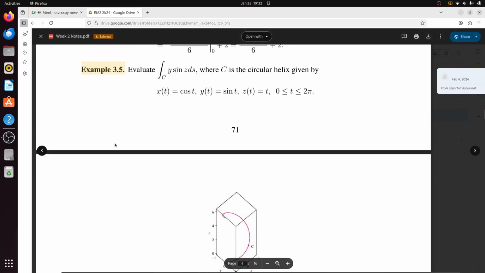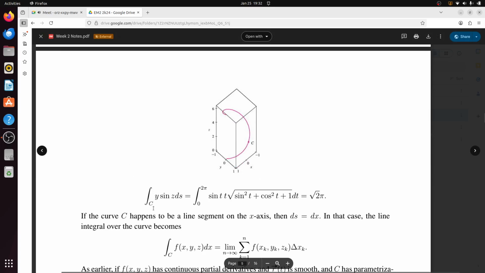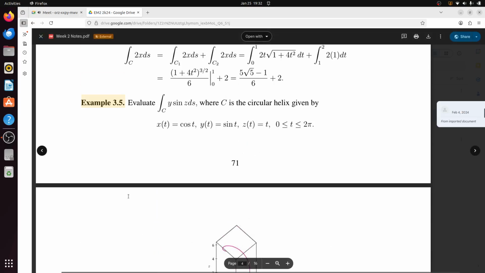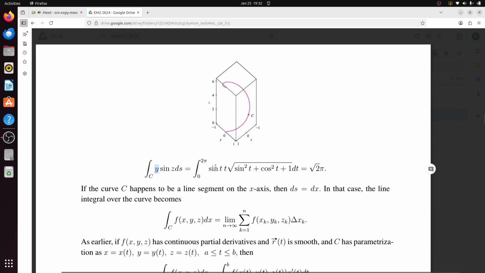Very good. So the integral of y sin z ds goes from 0 to 2 pi, your y is sin t and z is t, so sin t into t, and in the square root you need to take (dx/dt) whole square plus (dy/dt) whole square plus (dz/dt) whole square, so you get sin square t plus cos square t plus 1. Sin square t plus cos square t equal to 1, and then 1 plus 1 is 2, so square root of 2 t sin t dt. If you integrate t sin t dt, you just need to implement integration by parts and you will get the answer, square root of 2 into pi. Okay.